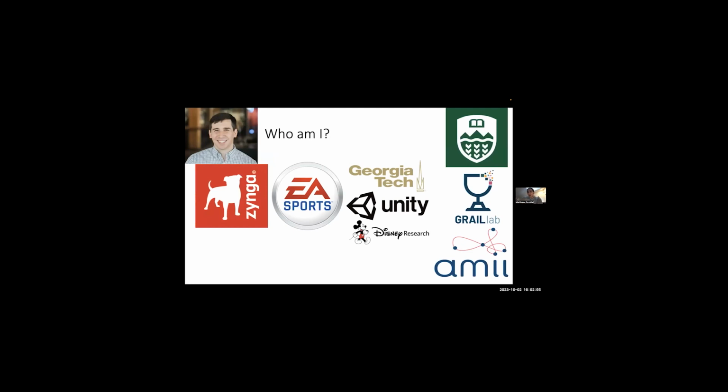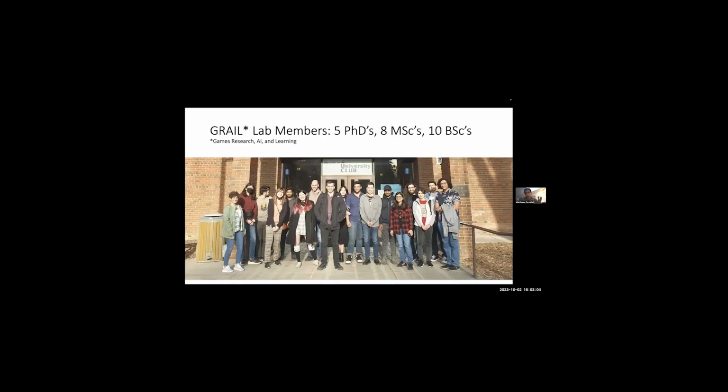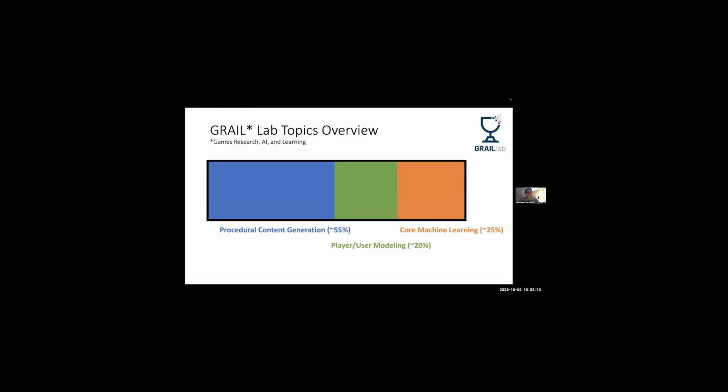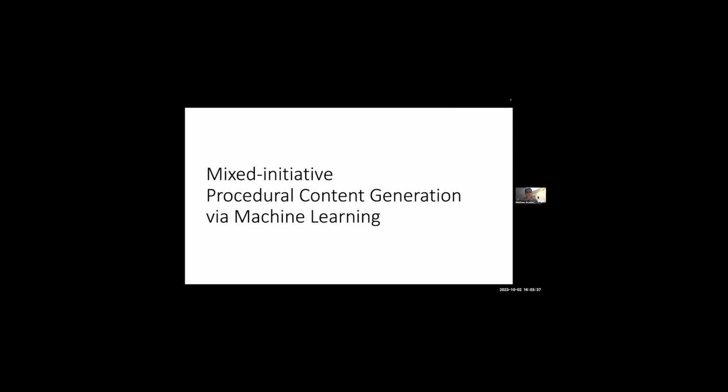These days, I run the Grail Lab at the University of Alberta and at Amii, the Alberta Machine Intelligence Institute here in Canada. There's the Grail Lab, or at least a fairly recent picture. There's also Seth Cooper over here, who was a visiting professor at the time. There's a whole bunch of them, and I'm trying to graduate them away and have fewer students. Grail is a backronym for Games Research AI and Learning Lab. About 55% of the research is on PCG, about 20% is on player or user modeling, and 25% is on core machine learning, usually explainable AI and transfer learning.